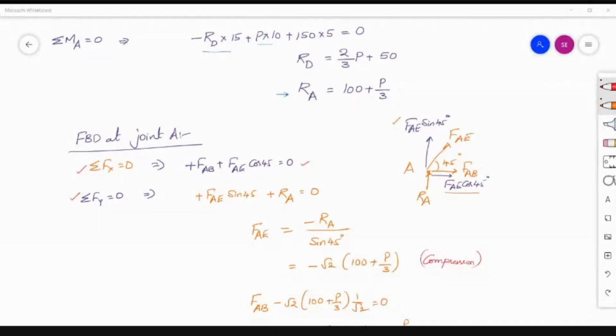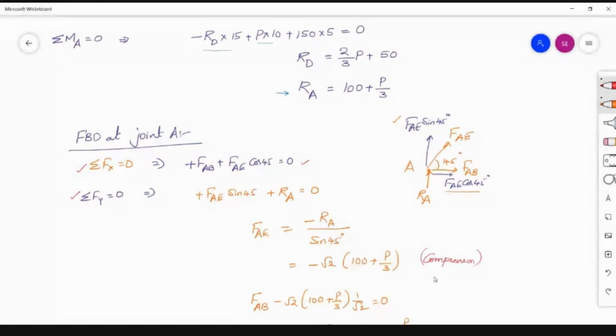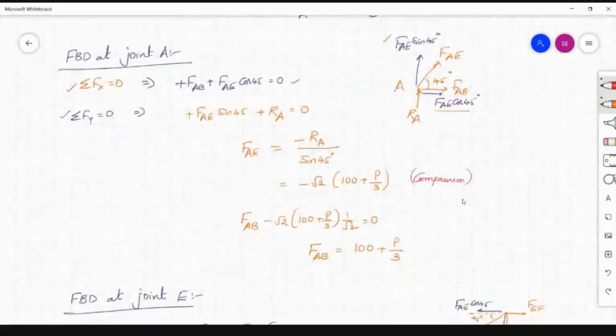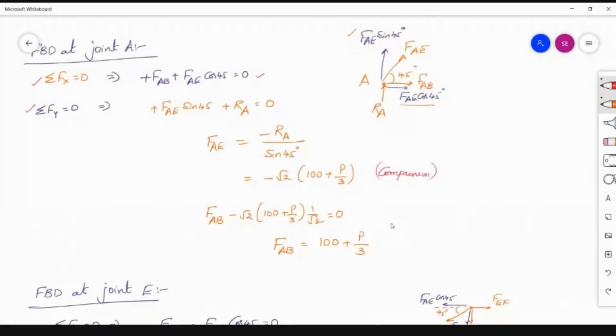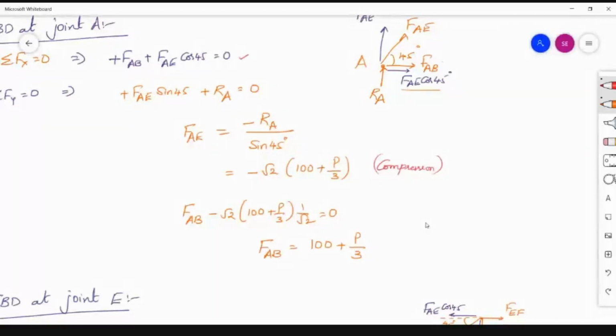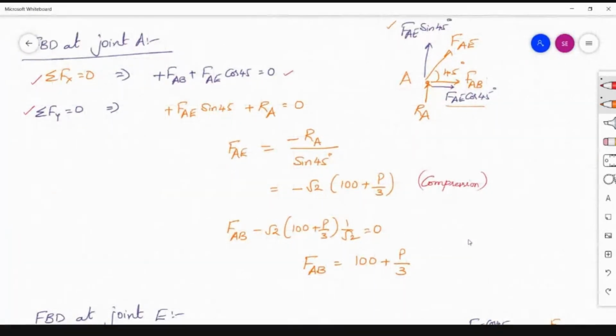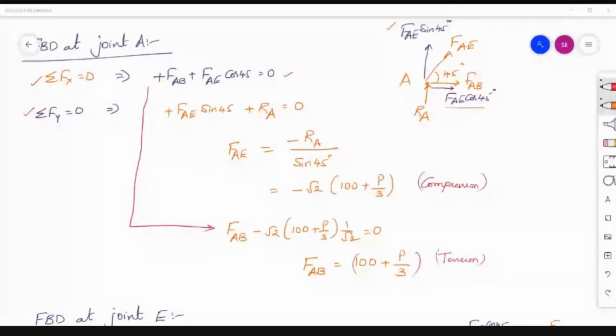Which is compression. Force in AE is determined. After getting force in AE, we need to get force in AB. So to get force in AB, substitute this AE value in the above equation. From this equation, we will get force in AB, which is 100 plus P by 3. And this is tension.